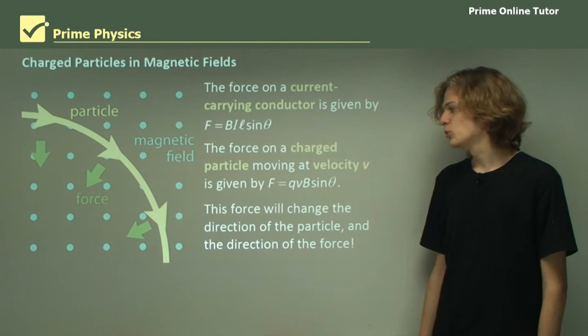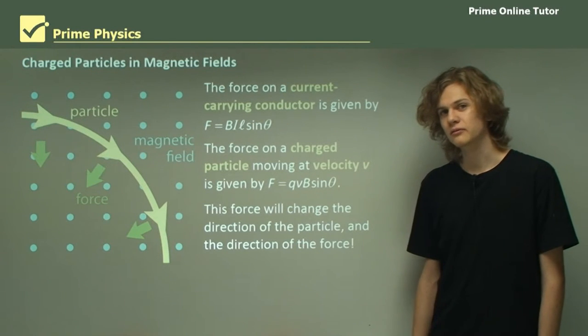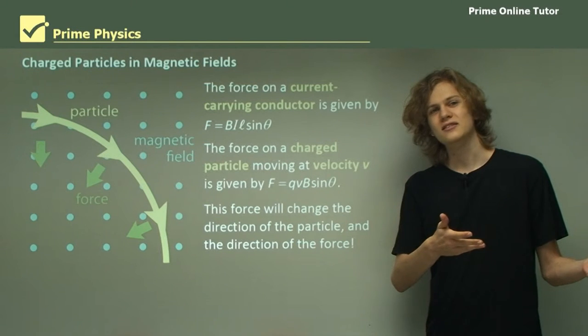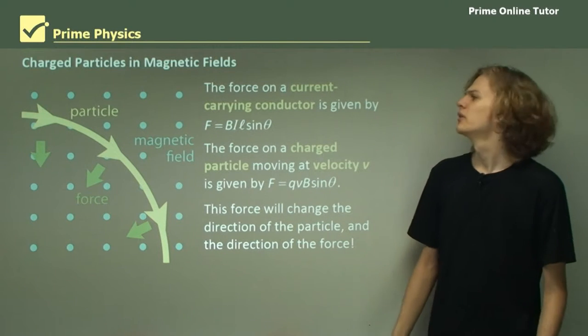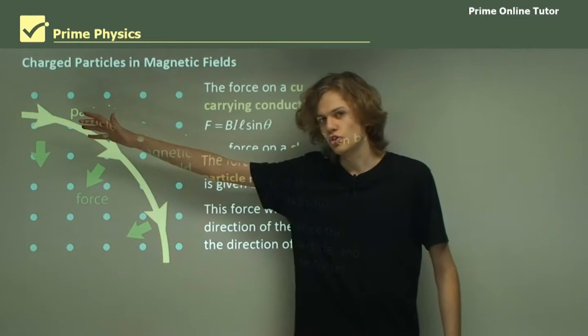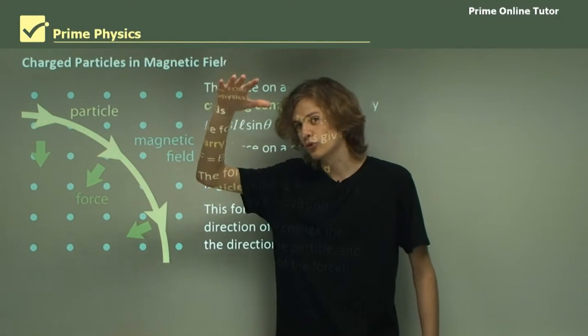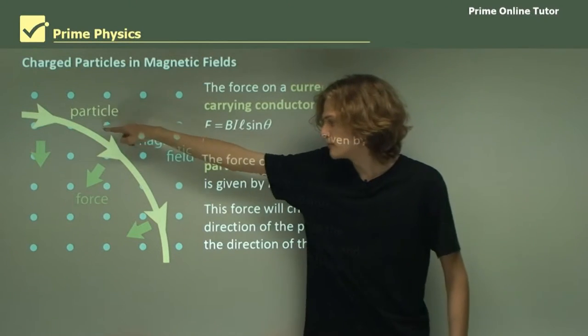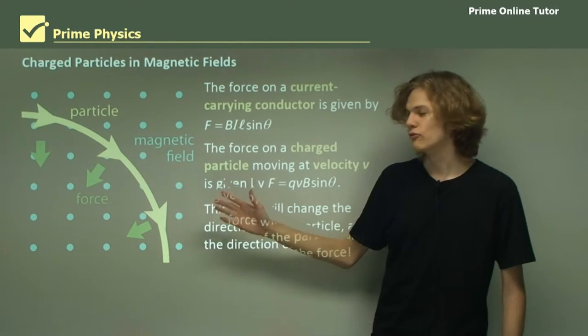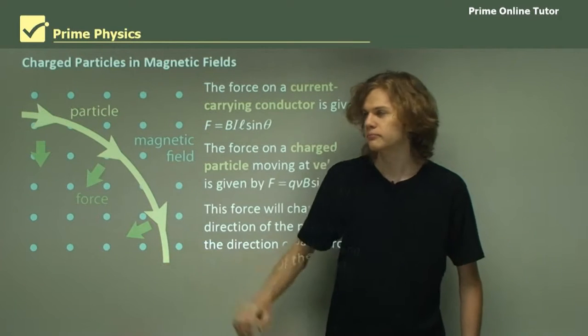And in fact, the force will change the direction that the particle is moving in, which, of course, will change the direction of the force as well. So we can see that at the top of the board here, if we use the right-hand rule, the particle will experience a force downward, and this will change its direction. When it's moving downward, the force will, of course, be in a different direction.